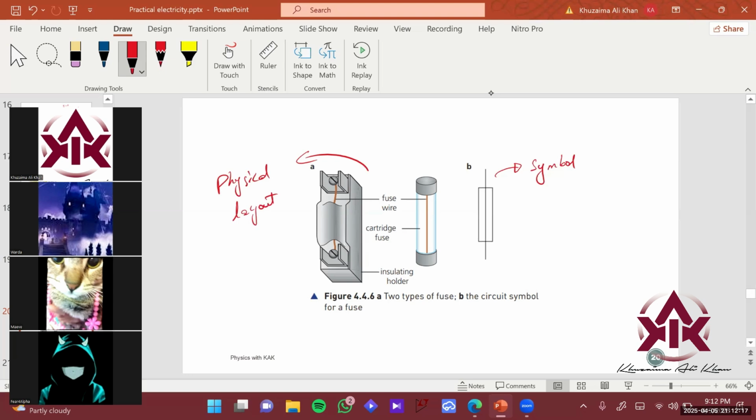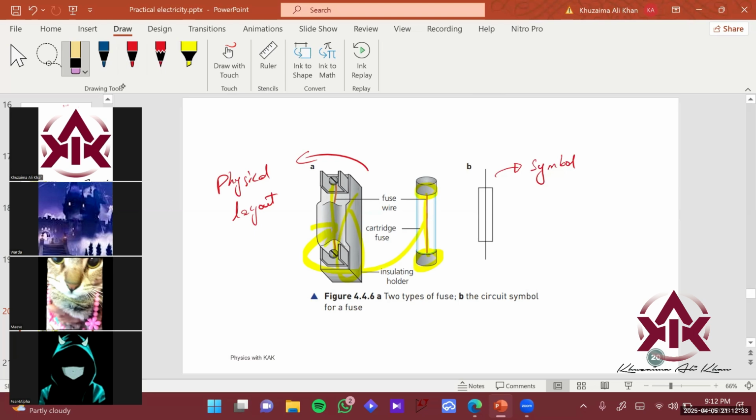So you see a wire here, a wire passing through this. This is the fuse wire, and these are the insulating holders, the holder cases over here to hold the fuse. You fix this inside this.